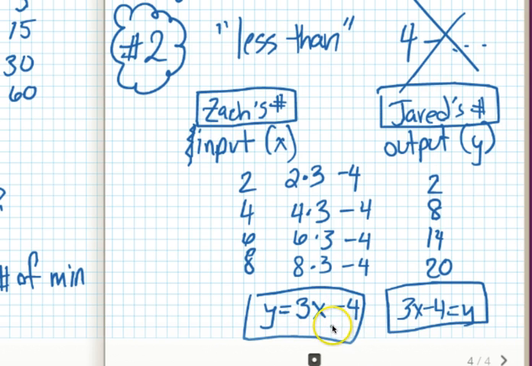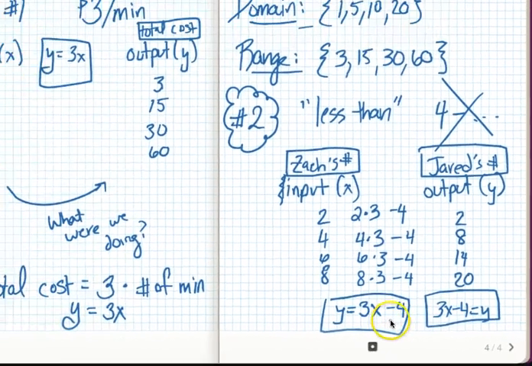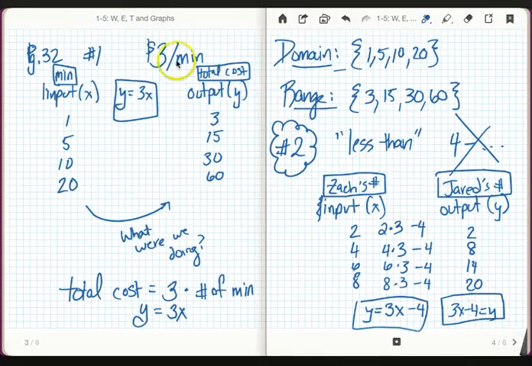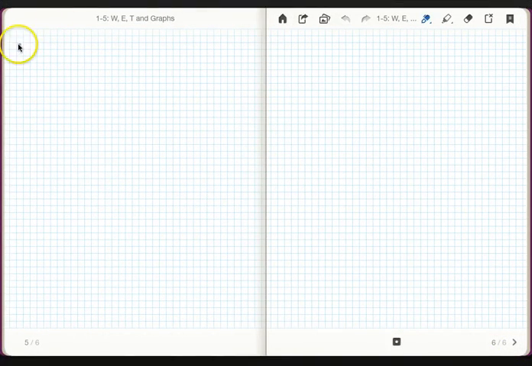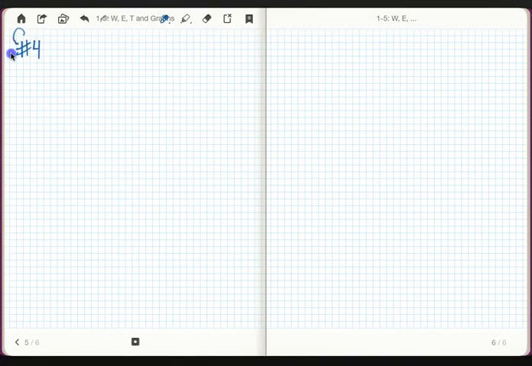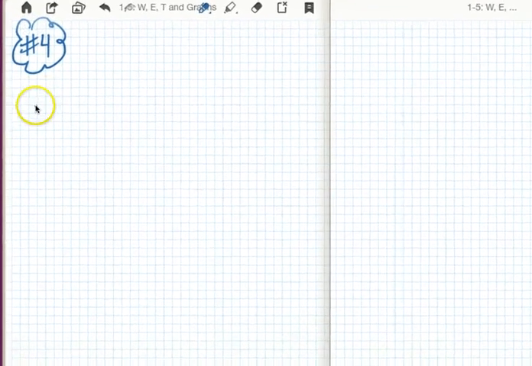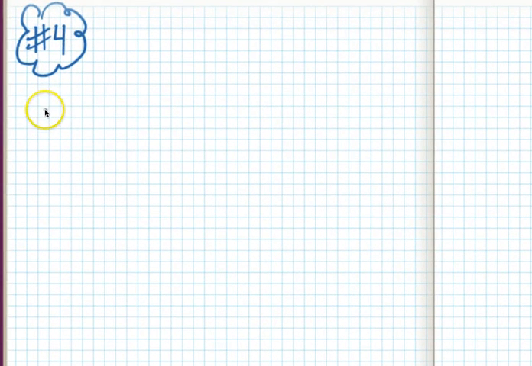Alrighty, let's go ahead and try another one. I would like you to do number 4. So hit pause, work on number 4, and then hit unpause when you're ready to look at the solution.